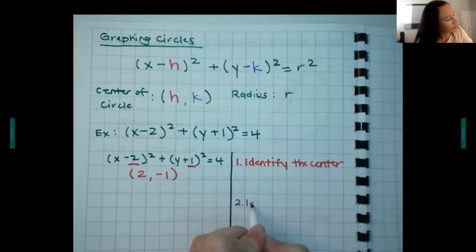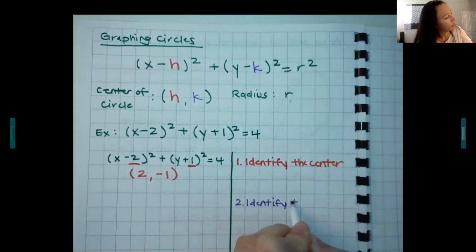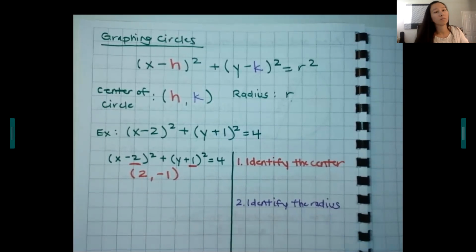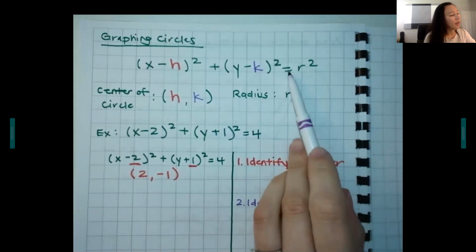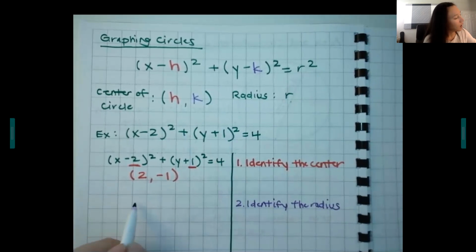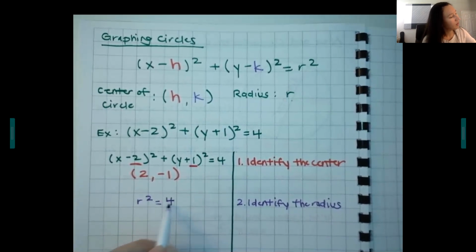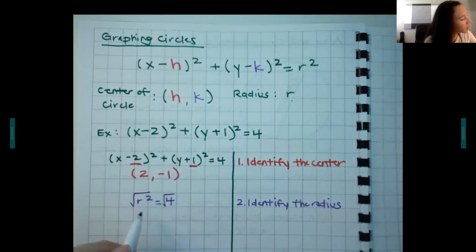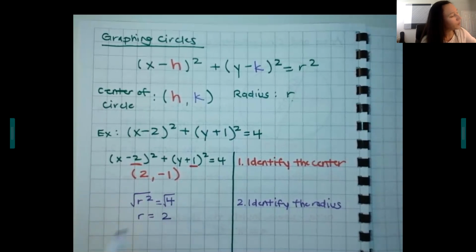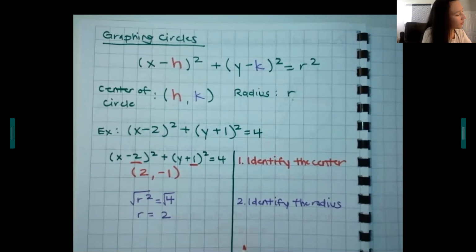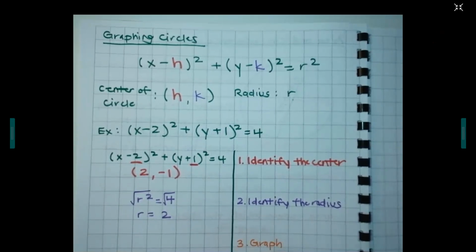And then next we need to identify the radius. We know that it equals r squared. So r squared is this number, which is 4. Then we need to find r by taking the square root of both sides. That gives us r equals the square root of 4, which is 2. Then the last step is we can go ahead and sketch our graph using this information.